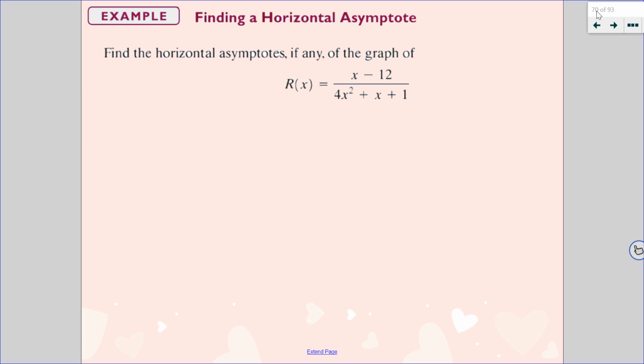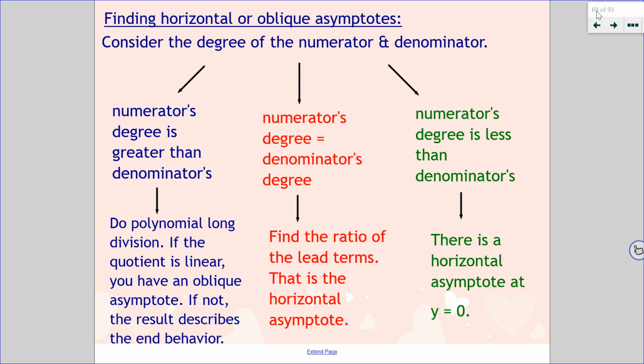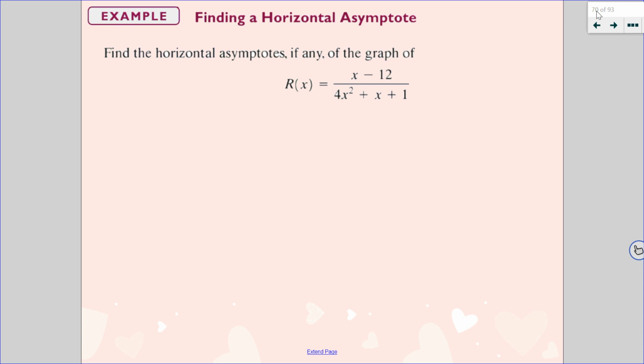So let's take a look at this. It says find the horizontal asymptotes, if any, of this graph. Now, if we go back to this, this has you determine whether you have an oblique or a horizontal asymptote, making sure to pay attention to the degree of the numerator and the denominator. So looking at the flow chart, what kind of asymptote would we have? I want you to take a look at the flow chart and tell me if you'd be on the red, the blue, or the green side of the flow chart.